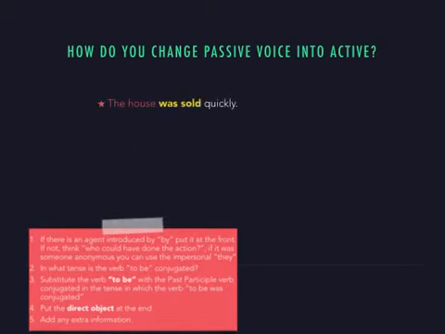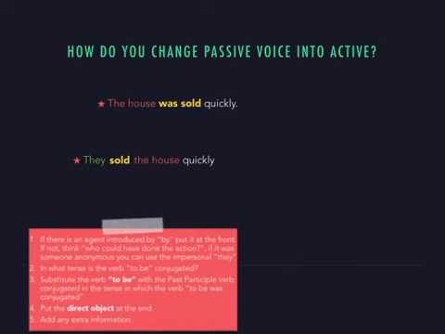The next example is the house was sold quickly. Do we know who sold the house? No. Is it important? Not really. So what do we do here? In the first step it says if it was someone anonymous, you can use the impersonal they. So I'm going to start with they. Okay. In this case, I will already give you the entire sentence. So was sold. Well, again, we look at the verb to be, which is was, simple past. So to sell, conjugated in the past tense, is sold.